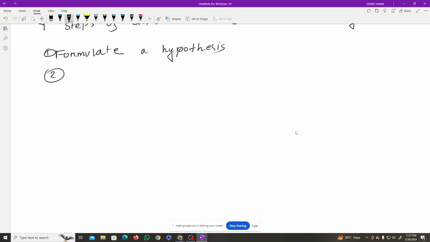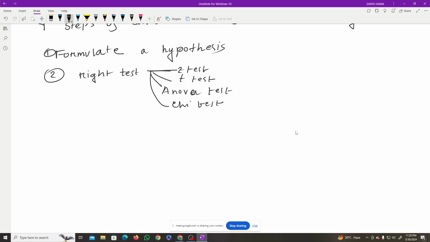Then we have to find the right test. There are different kind of tests such as Z-test, T-test, ANOVA test, then chi-square test. So we have to find the correct test for our hypothesis testing. Then we have to execute the test. And then we can make a decision.